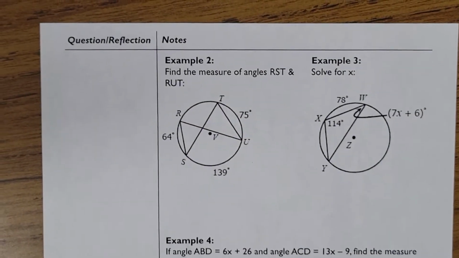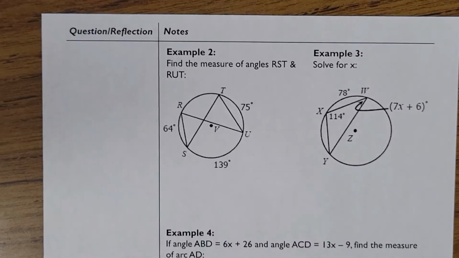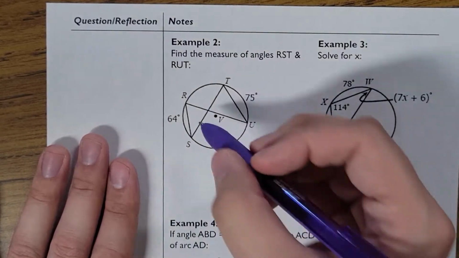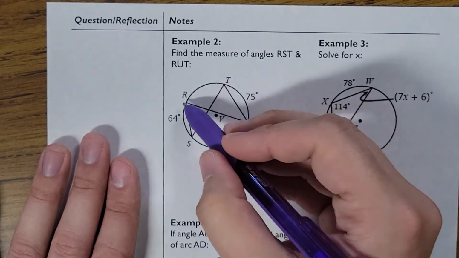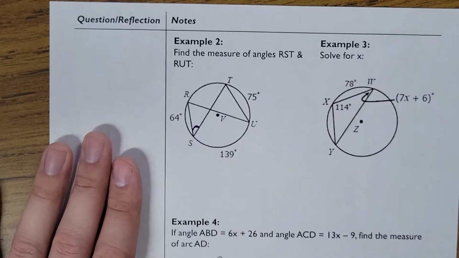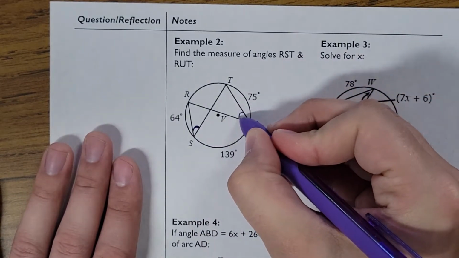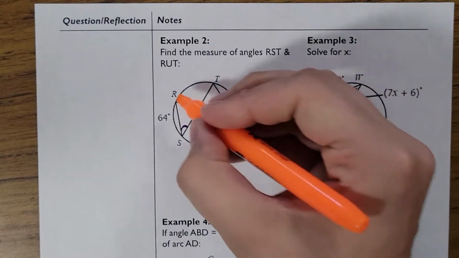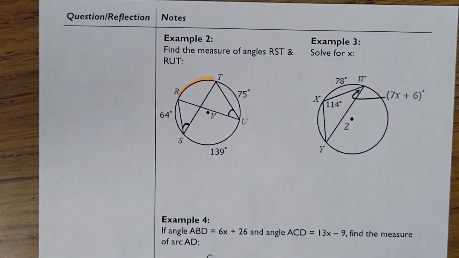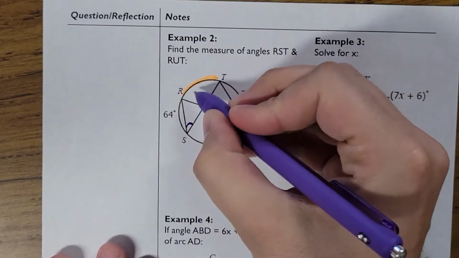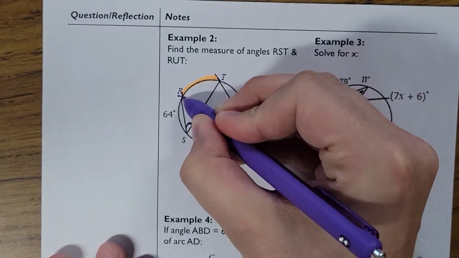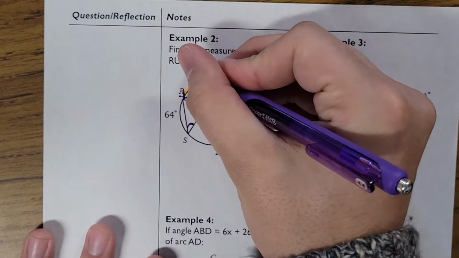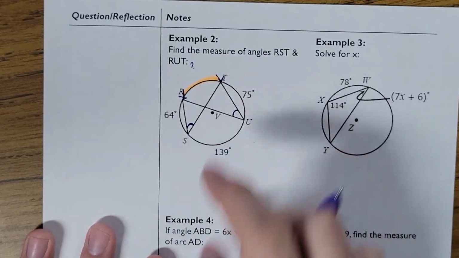All right, example 2 has to do with that little bow tie thing. Example 4 is the other one with the bow tie thing, right? So it says, find the measure of angles RST and RUT. RST is going to be this angle here, and RUT is going to be this angle here. Well, both angle RST and angle RUT are intercepting the exact same arc RT. They're both coming out and intercepting this arc right here, meaning that's where their two endpoints lie. So if I know how big this arc is, I can find both of those angles.